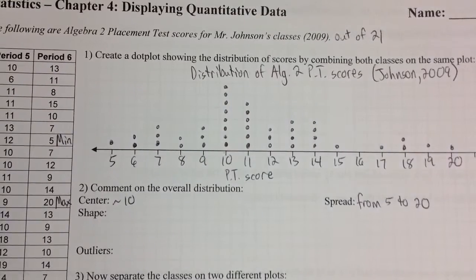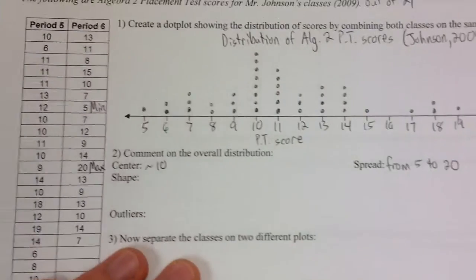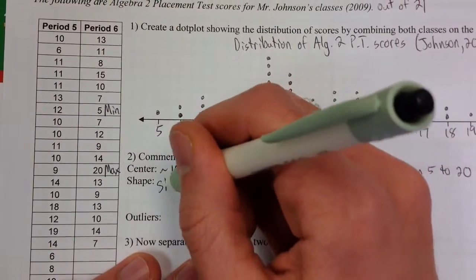Next, Dana, tell me about the shape of this distribution. Generally symmetrical. Okay. With a slight skew right. Yes, I agree. Skewed to the right.